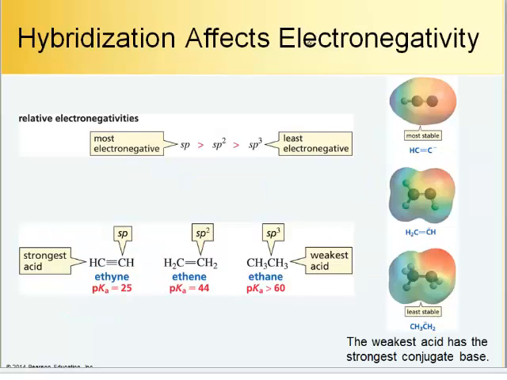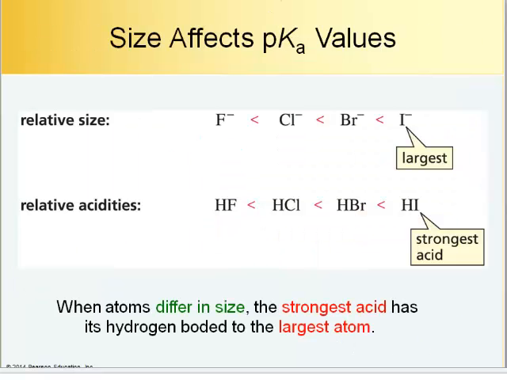Now, the hybridization of the atom also affects electronegativity. So the more S character the orbital has, the more electronegative it is. Now, all other things being equal, the size of the atom will also affect a pKa value. The larger the atom, the stronger the acid.